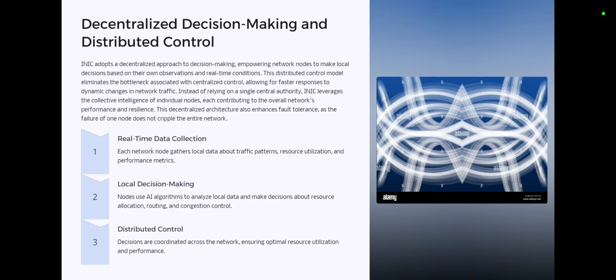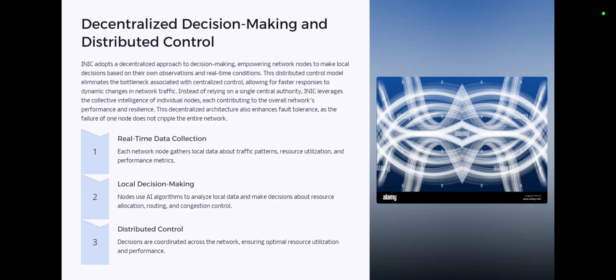Decentralized decision making and distributed control. INIC adopts a decentralized approach to decision making, empowering network nodes to make local decisions based on their own observations and real-time conditions. The distributed control model eliminates the bottleneck associated with centralized control, allowing for faster response to dynamic changes in network traffic instead of relying on a single central authority.